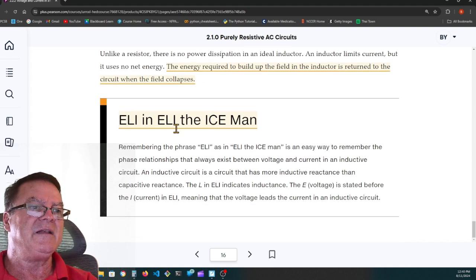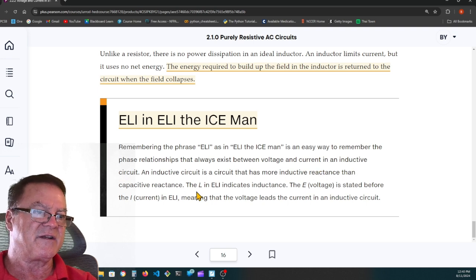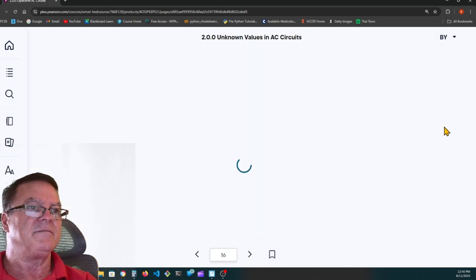And here's my ELI the ICEman. Remembering the phrase ELI the ICEman is an easy way to remember the phase relationships that always exist between voltage and current in an inductive circuit. An inductive circuit is a circuit that has more inductive reactance than capacitive reactance. The L in ELI indicates inductance. E is the voltage, the I is the current. All right, very good.